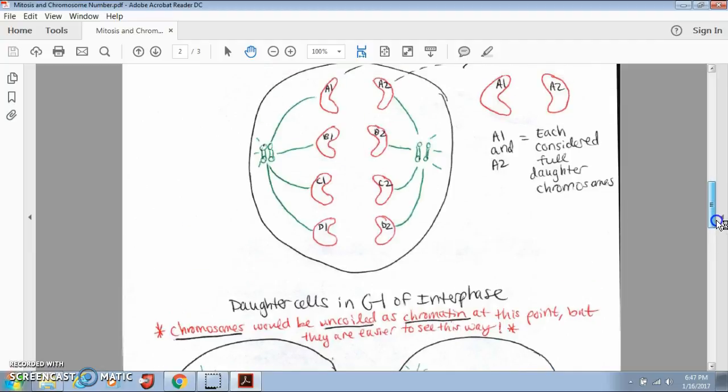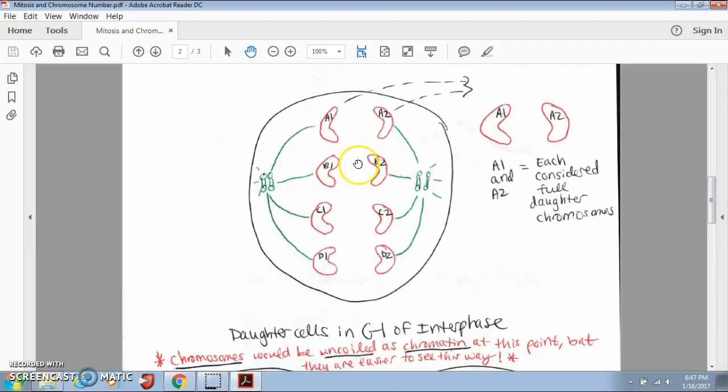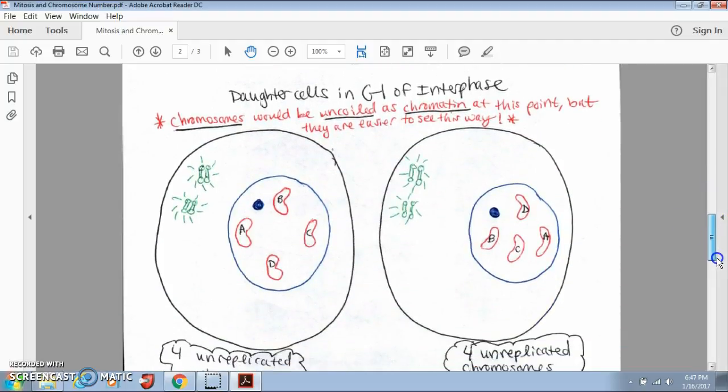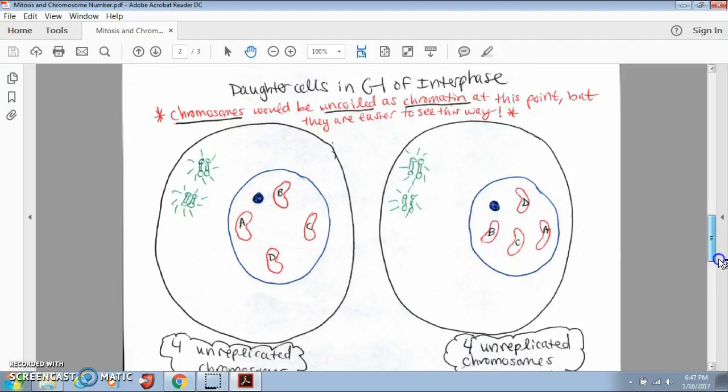Okay. Now let's say my cells split down the middle like this and finish cell division, and my 2 daughter cells now entered their own interphase. So they're starting their own cell cycles. Now, something that I want to keep in mind is that our chromosomes would not be coiled up as chromosomes at this point. Our DNA would actually be uncoiled as chromatin, but I've shown them coiled up because they're a lot easier to see that way.